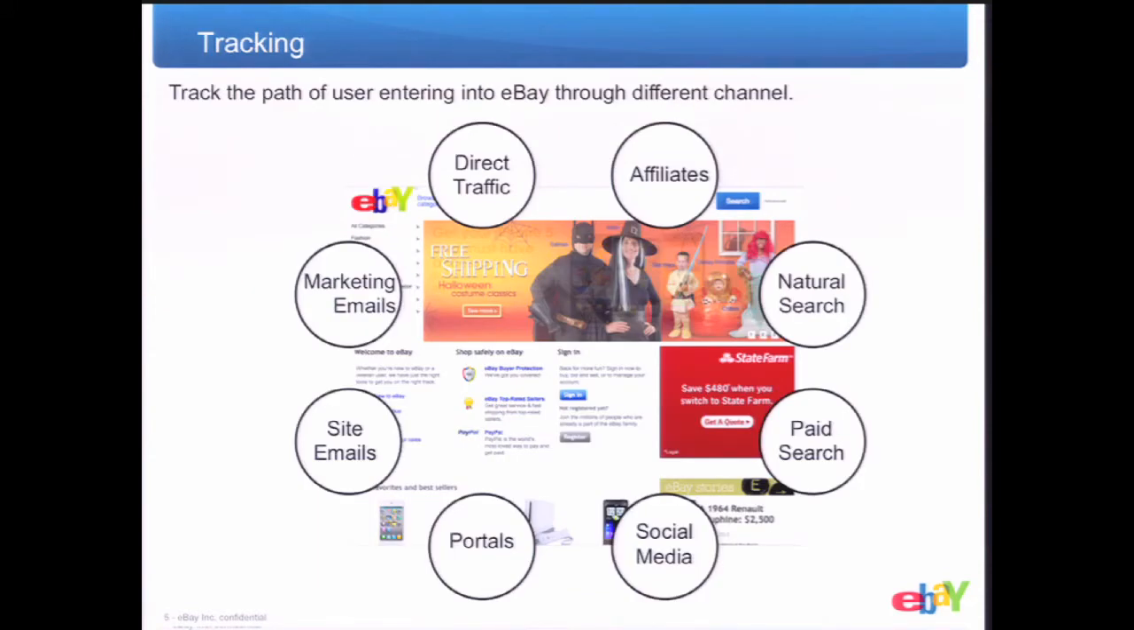So the first product is tracking. Tracking is the product which tracks the path of the user who enters through any channel we support. And eBay supports different channels. Being one of the largest e-commerce sites, the majority of the traffic we get is direct traffic. Direct traffic means the visitors go to the browser, type www.ebay.com, and they are on eBay, viewing the site, and on the data side, events are being logged.